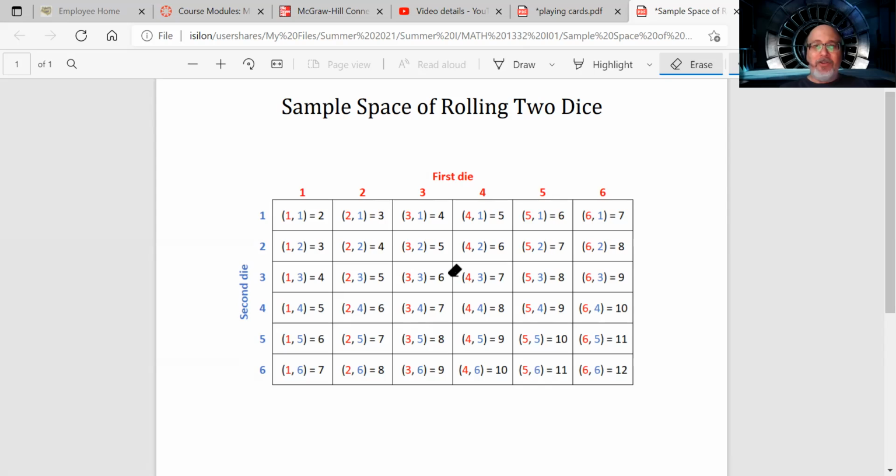So for example, if we look right here at this one, this means we rolled a 3 on the first die, which I color-coded red for your convenience, a 4 on the second die, which I color-coded blue for your convenience, for a total of 7. So as we do some probability problems involving rolling 2 dice, you need to keep in mind that the first die is in red, the second die is in blue, and the sum is after the ordered pairs. Let's take a look at some questions.